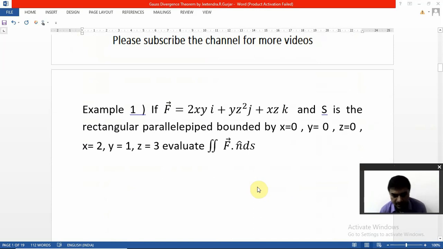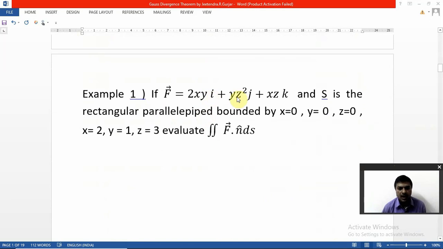Yes, we'll go with the example immediately, students. Please note it down. If f bar is equal to 2xy i plus y z square j plus x z k, and S is the rectangular parallelepiped bounded by x is equal to 0, y is equal to 0, z is equal to 0, x is equal to 2, y is equal to 1, z is equal to 3. Evaluate, as they have given, f bar dot n cap ds.